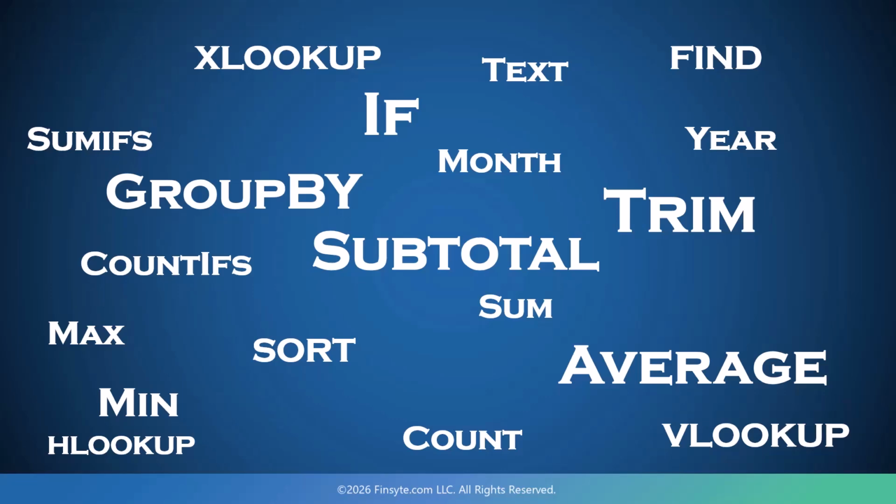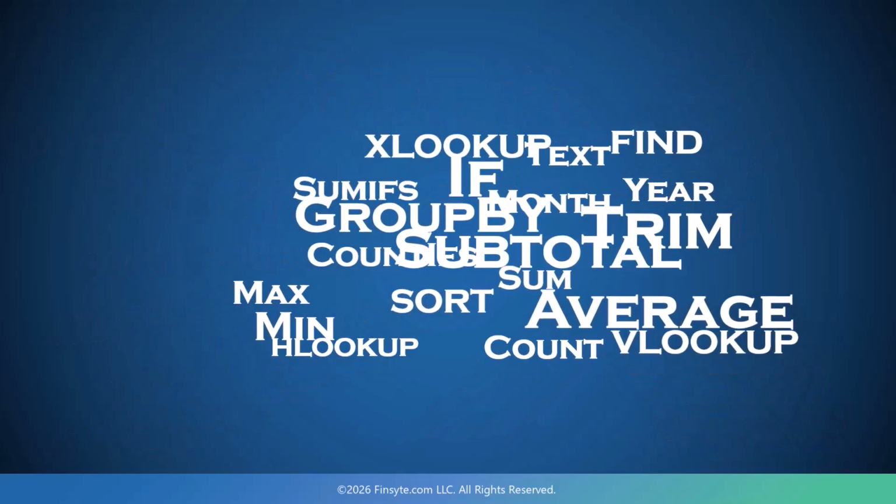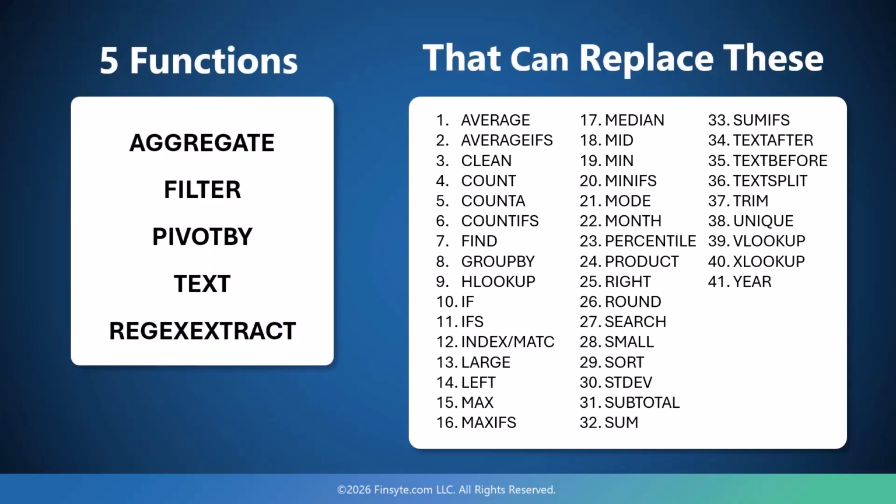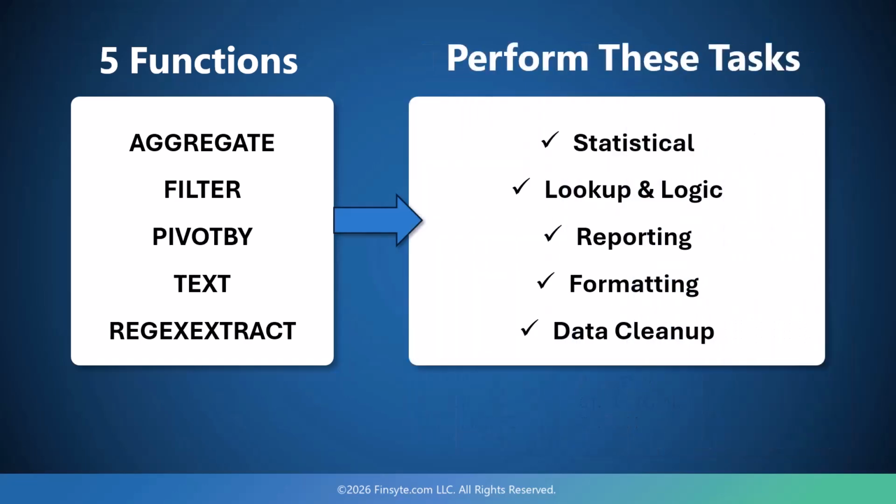So here's the challenge. If you could choose only 5 Excel functions to use along with your FinSight formulas, which ones would give you the most flexibility? In fact, these functions can do the work of more than 40 commonly used Excel functions, which makes them incredibly powerful tools when you're building reports. The 5 functions we're going to look at can handle a surprisingly wide range of tasks. Things like retrieving data, applying logic, calculating totals, formatting results for reports, and even cleaning up messy text values.